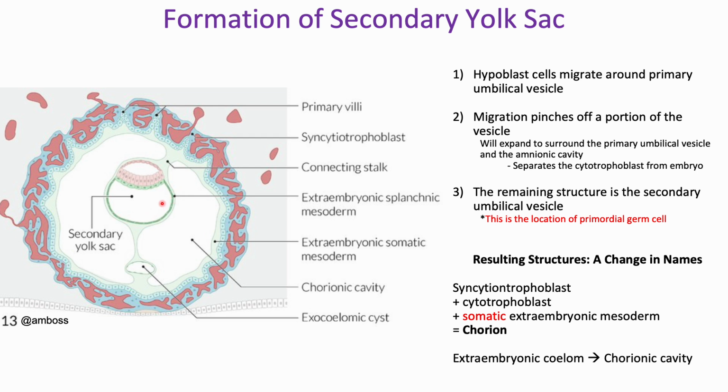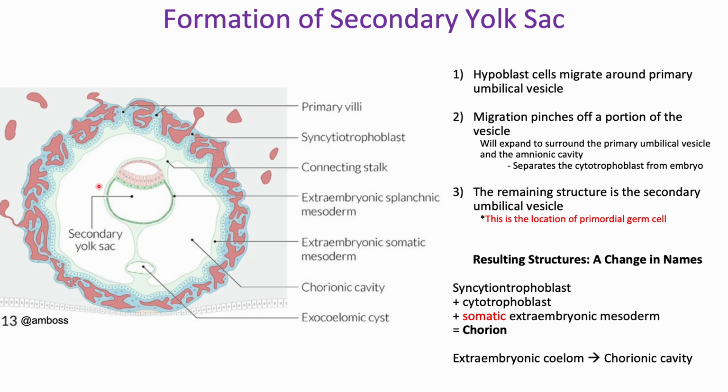So this is going to be the secondary umbilical vesicle. You'll notice that you also see the umbilical vesicles referred to as yolk sacs. So this is our secondary yolk sac. All right, and this was due to the migration of the hypoblastic cells. And as this continues to happen, we have now completely separated our developing embryo from the trophoblastic layers, along with the extraembryonic somatic mesoderm.